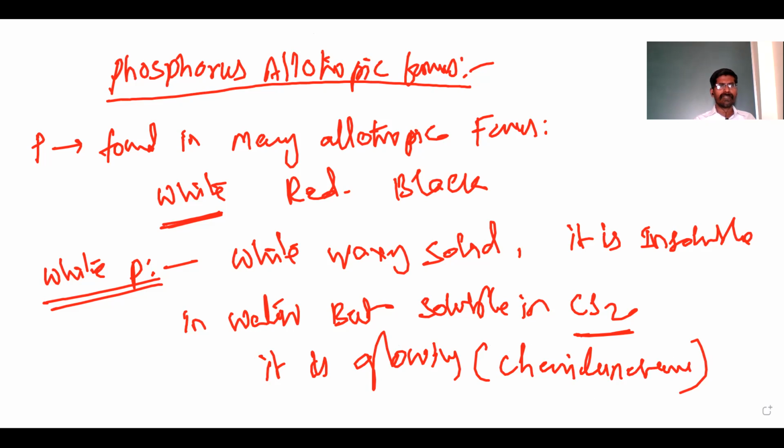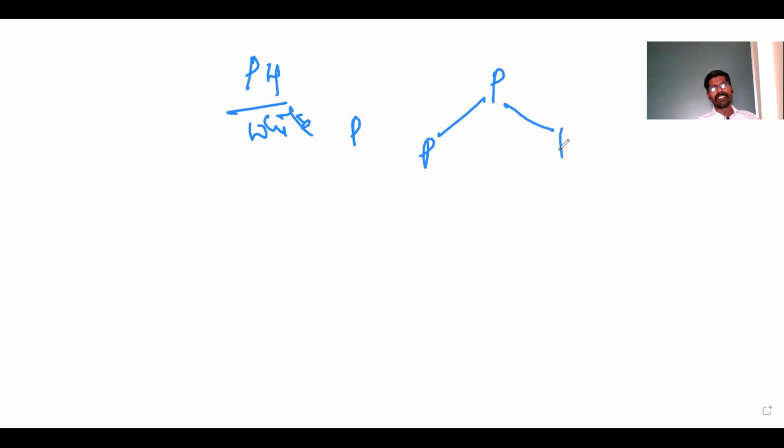Now I am erasing these things. You should take that this one is white phosphorus. The structure of white phosphorus is like this. It exists in discrete units like this structure.